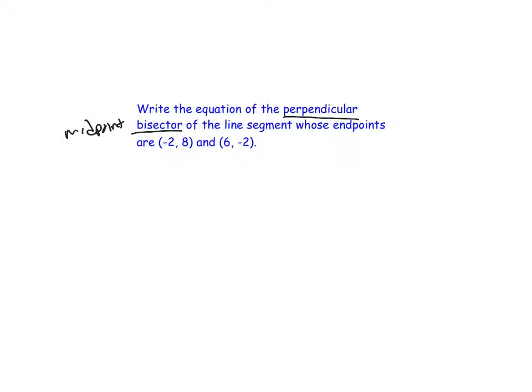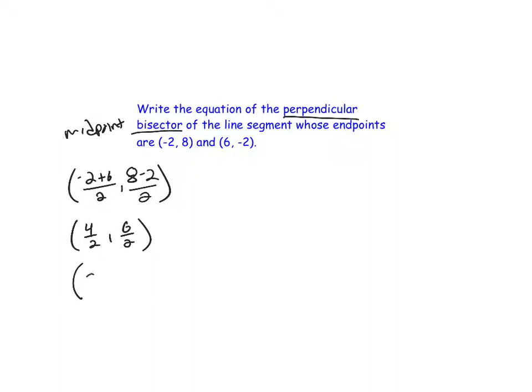So that midpoint formula, here we go. I'm going to add up my x's. -2 plus 6 divided by 2, and then 8 subtract 2 divided by 2. So my midpoint, let's see, -2 plus 6 is 4. 8 minus 2 is 6. So the point that this line is going through is the point 2, 3. There's my h, there's my k.